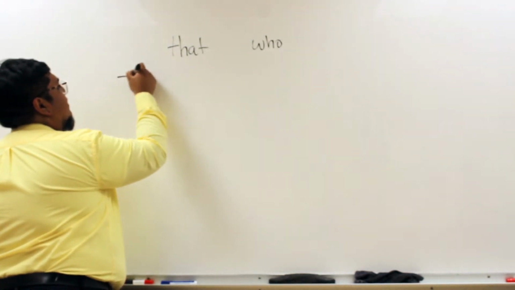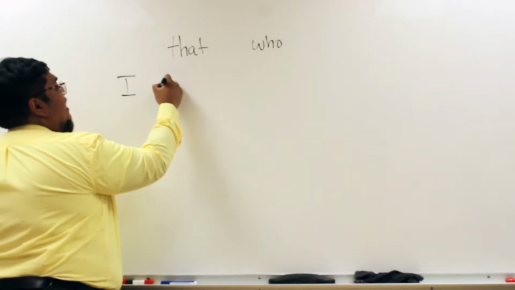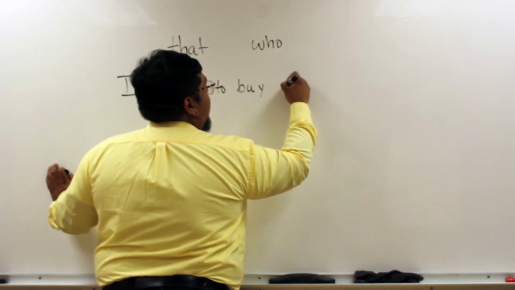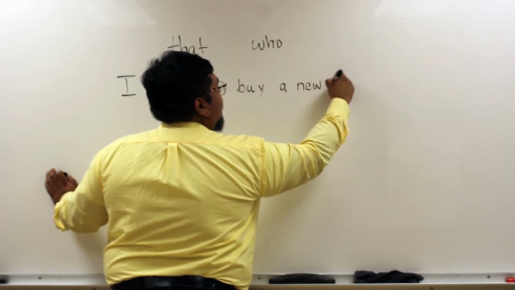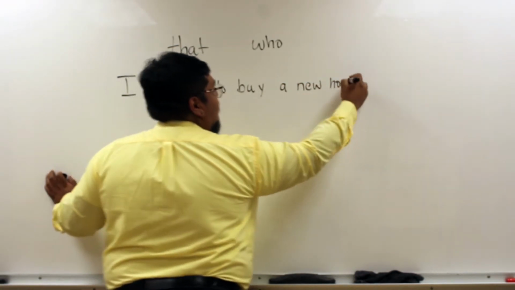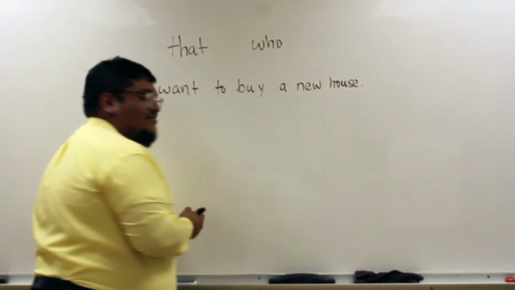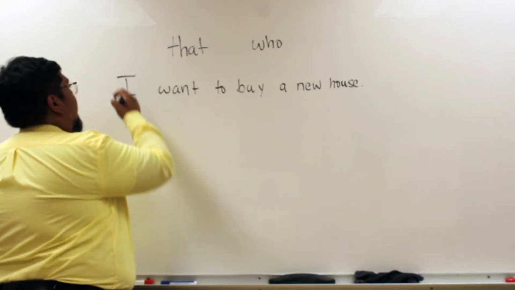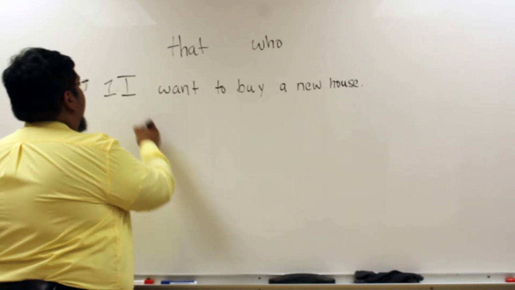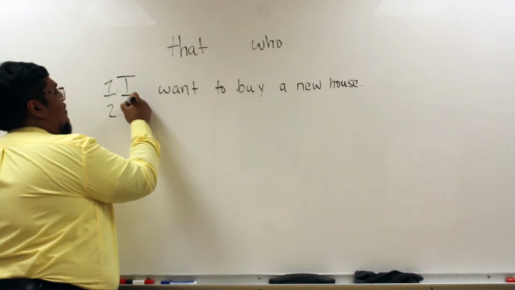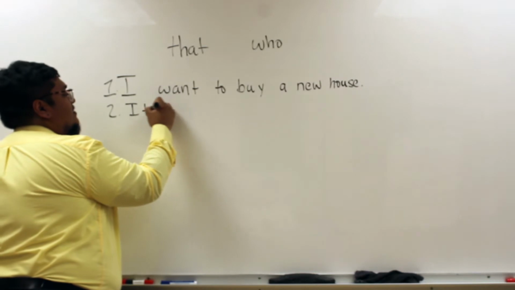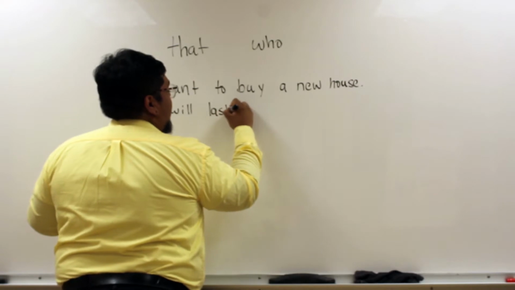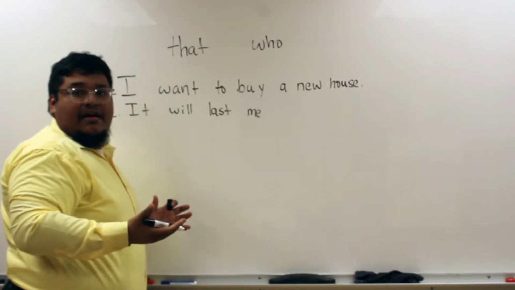So, let's make sentences. Let's say, I want to buy a new house. Okay? So that's our first sentence. I want to buy a new house. So the second sentence, what about the new house? It will, let's say, last me many years.